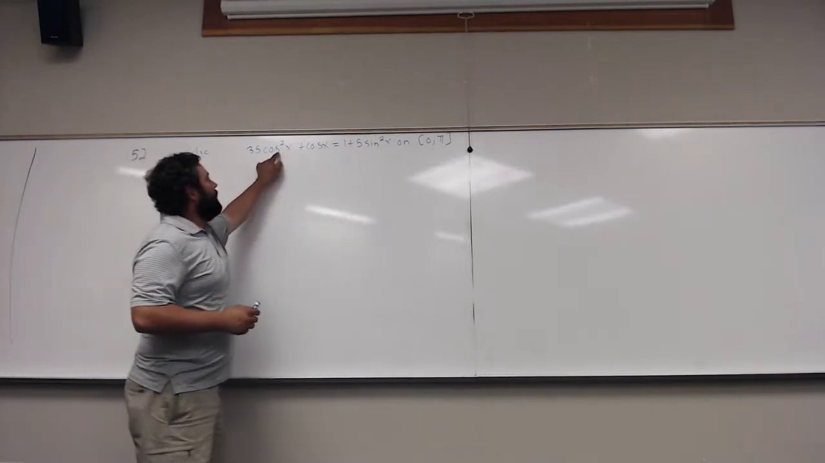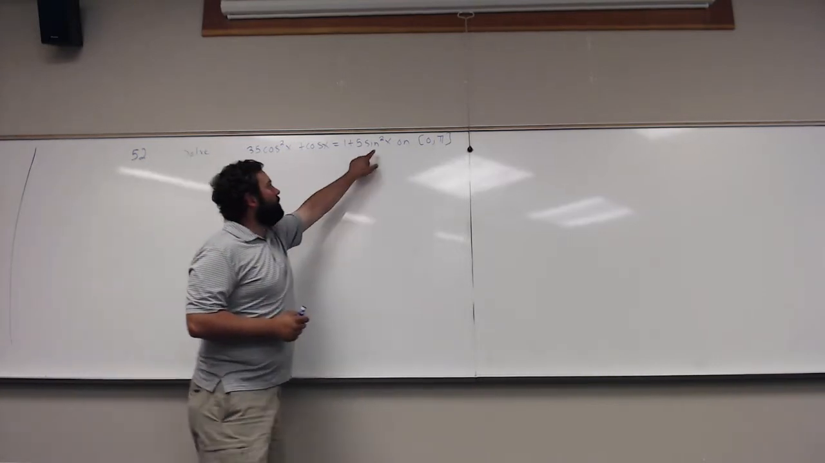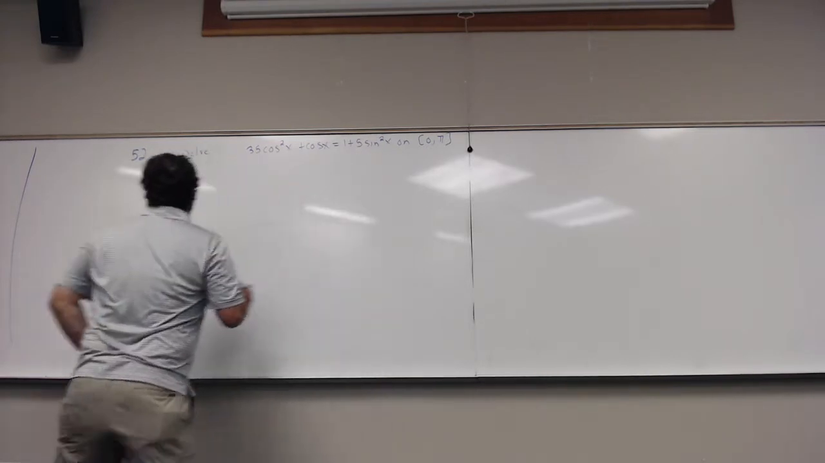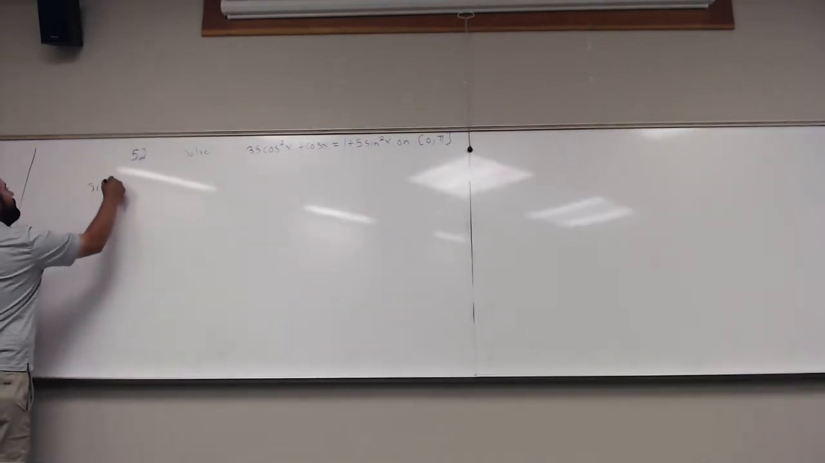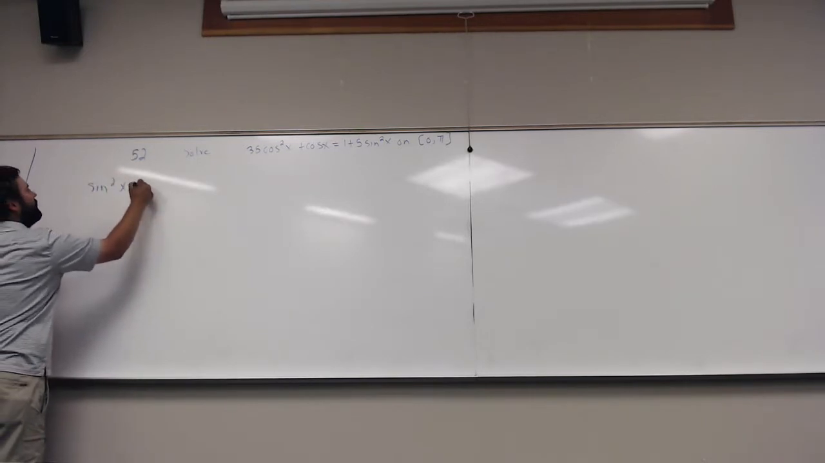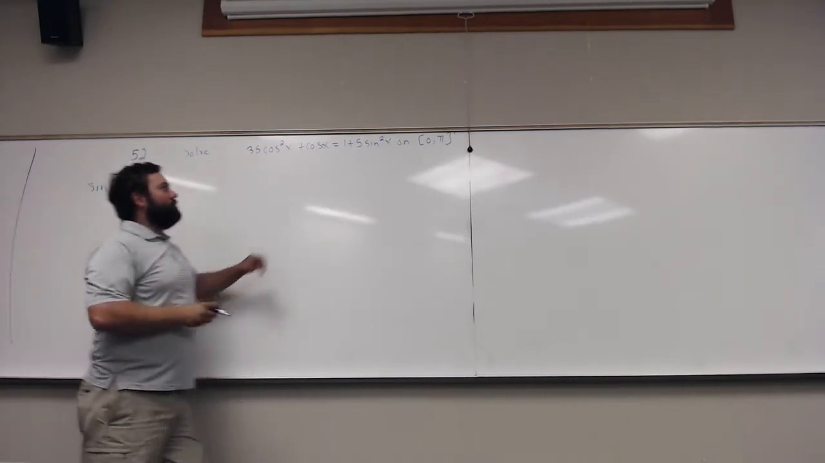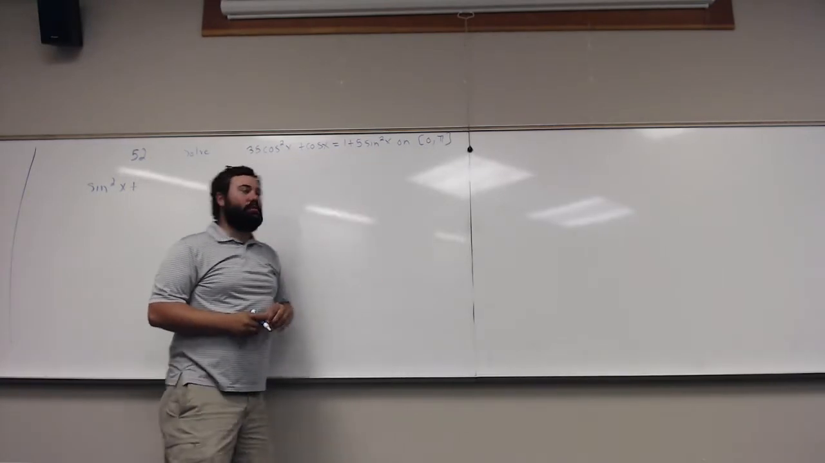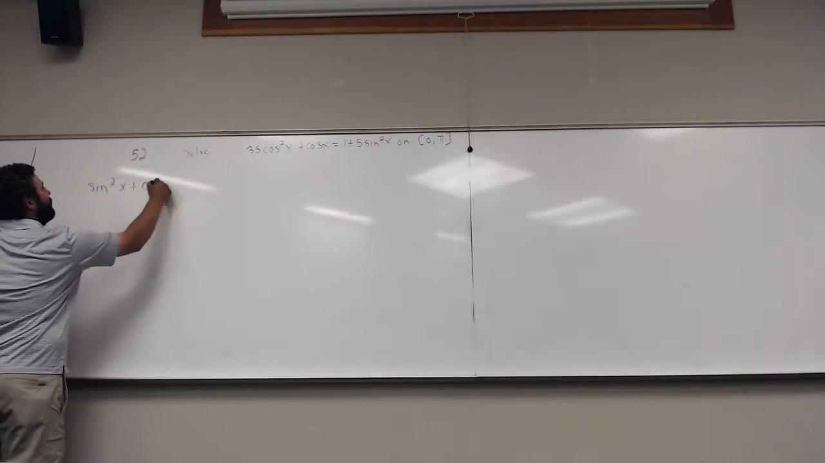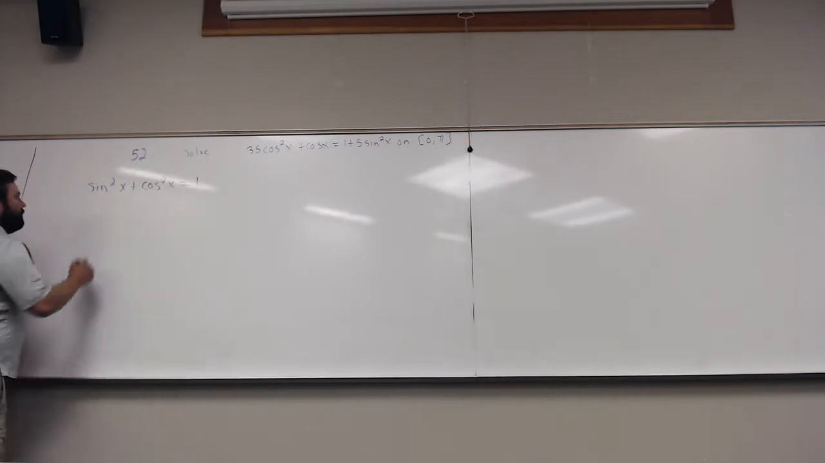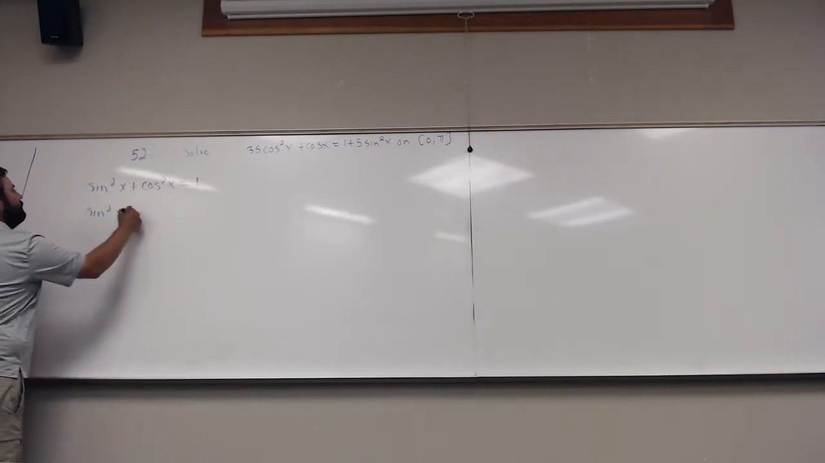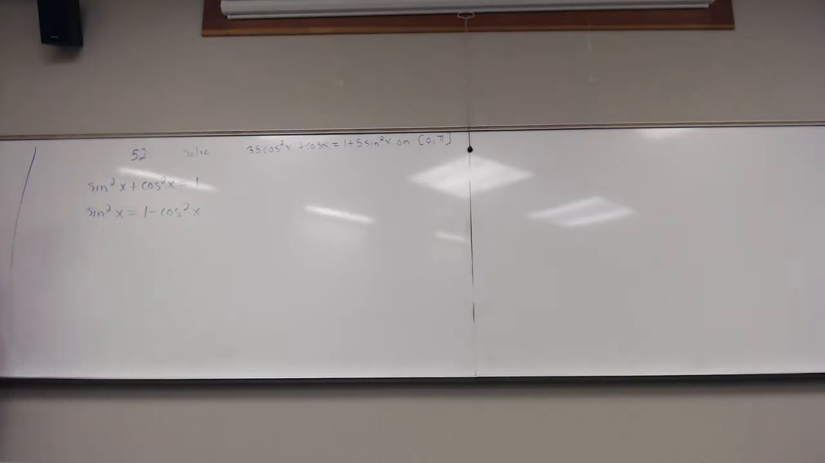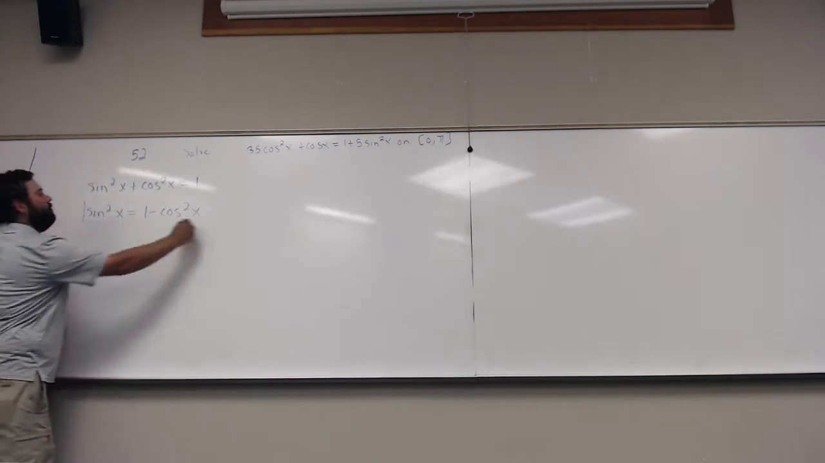Since we already have 2 cosine terms, it'd probably be easiest to use an identity to get rid of this sine squared. Since I'm trying to replace sine squared with something, there's only one identity that has sine squared in it, and that's the Pythagorean identity. If you solve for sine squared, it ends up being 1 minus cosine squared of x. So that's the one we're going to use.